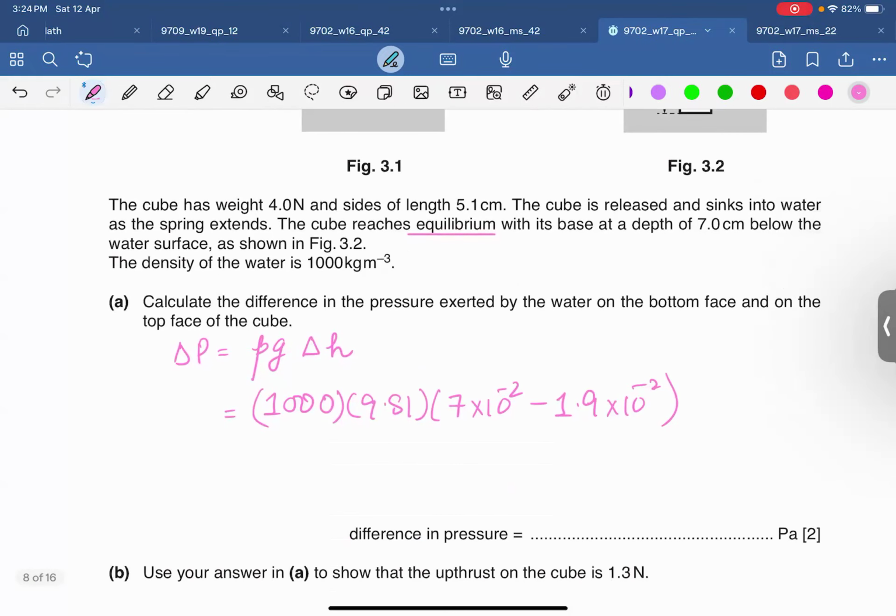From this way you will get 7 minus 1.9. Come on. So I'm getting 500, exactly 500.